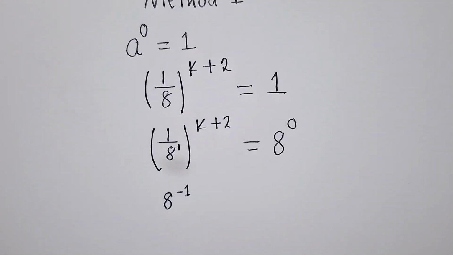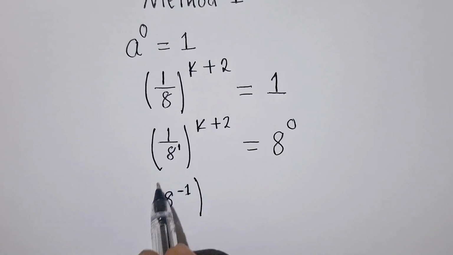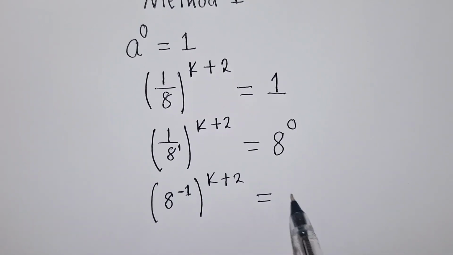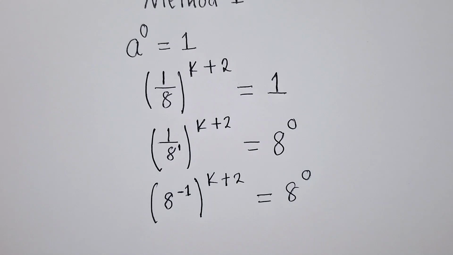We know the laws of indices: whatever changes position in terms of the fraction, from denominator to numerator, the power changes. So this power is now a negative power. And then here we shall say k plus 2, which is equal to 8 power 0.